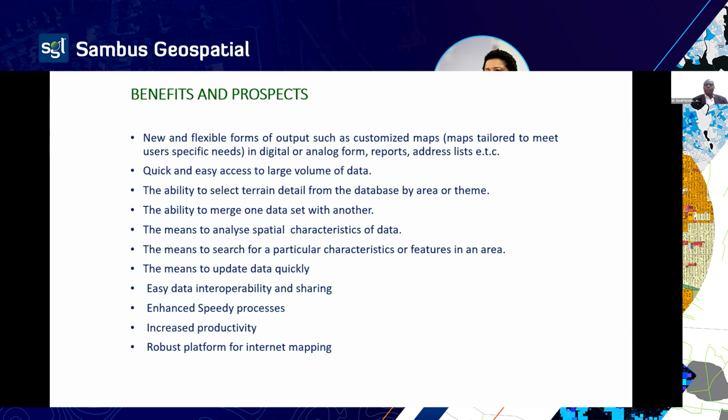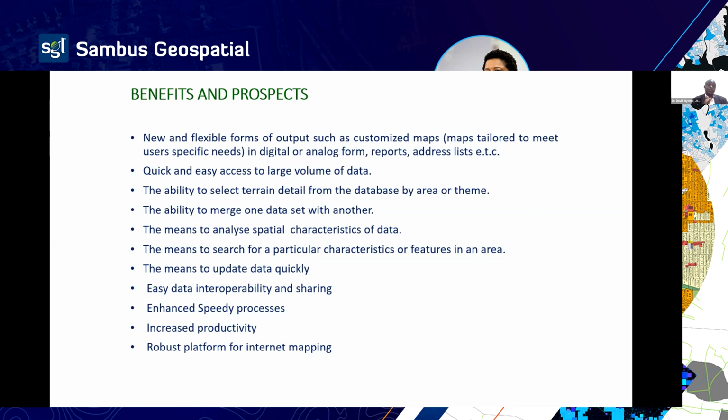Then the benefits and prospects for GIS, particularly in flood research or hydrological research, is that it provides new and flexible forms of output, such as customized maps that are tailored to meet user-specific needs in digital or analog forms, postal addresses, lists, and the rest of that. Because that is one critical benefit of GIS, especially in flood research. Then quick and easy access to a large volume of data, because no matter the volume of data, you can quickly put these things together in a GIS and analyze.